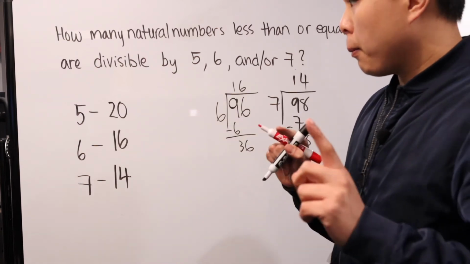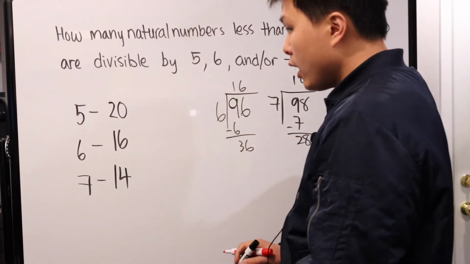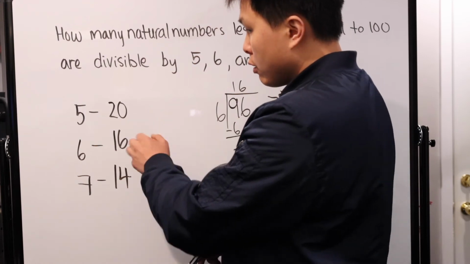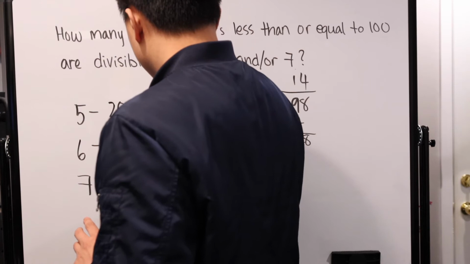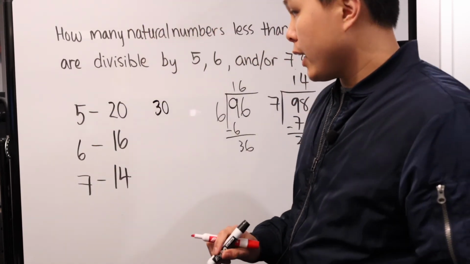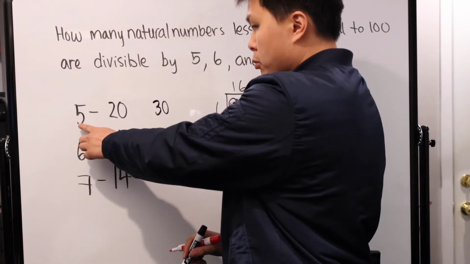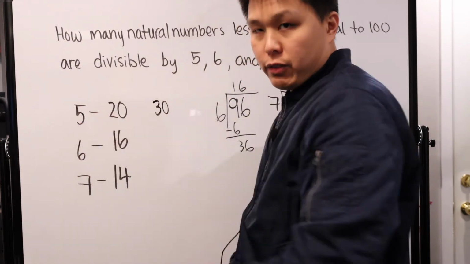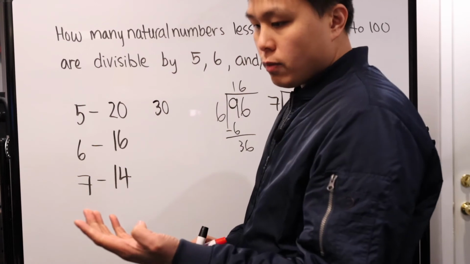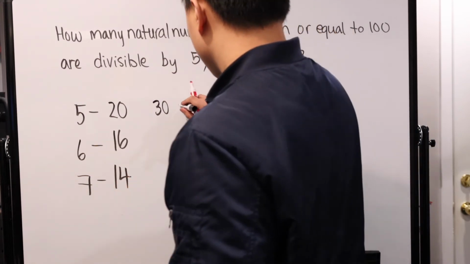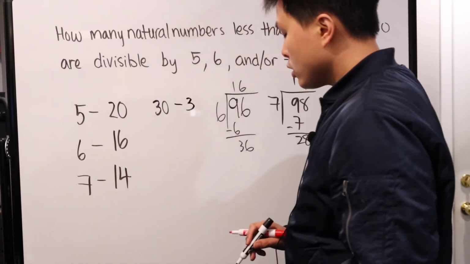Now, once again, possibility of overcounting because there are certain numbers that are divisible by both. For example, let's just look at 30. Whatever is divisible by 30 is actually divisible by both 5 and 6 because 5 and 6 multiplied together gives you 30. So in this case, you have 30, 60, 90, that's it. So there's 3.